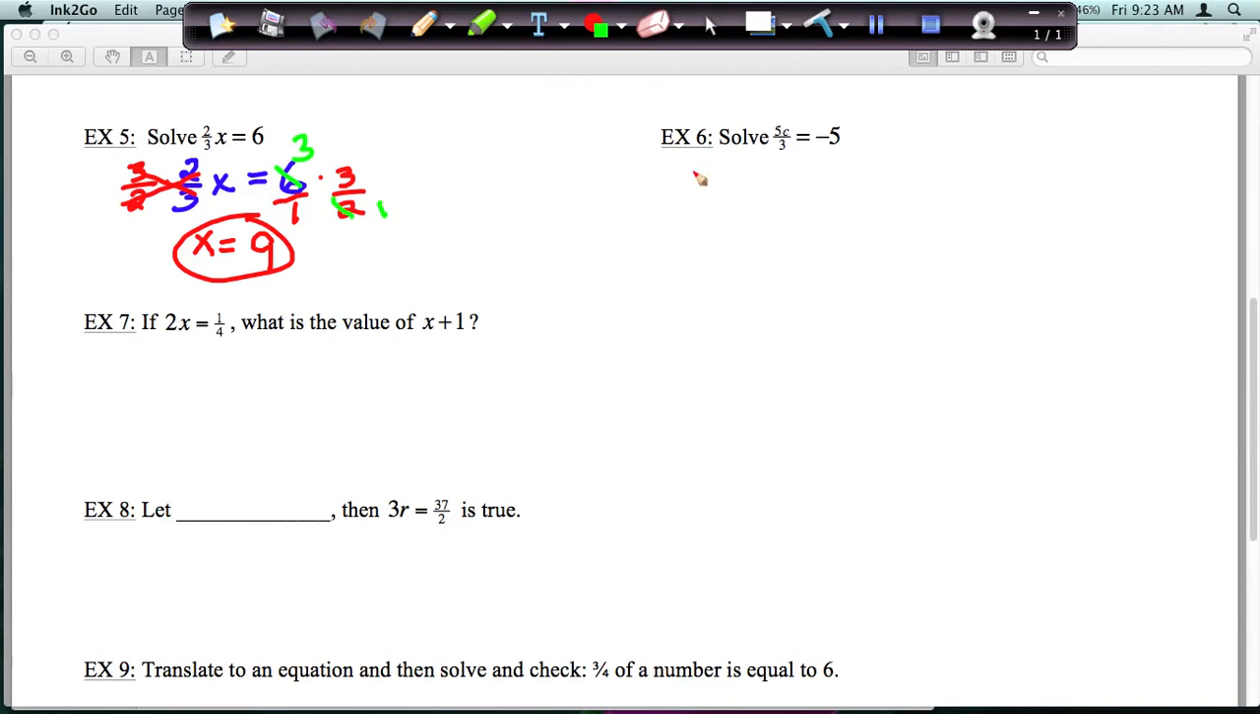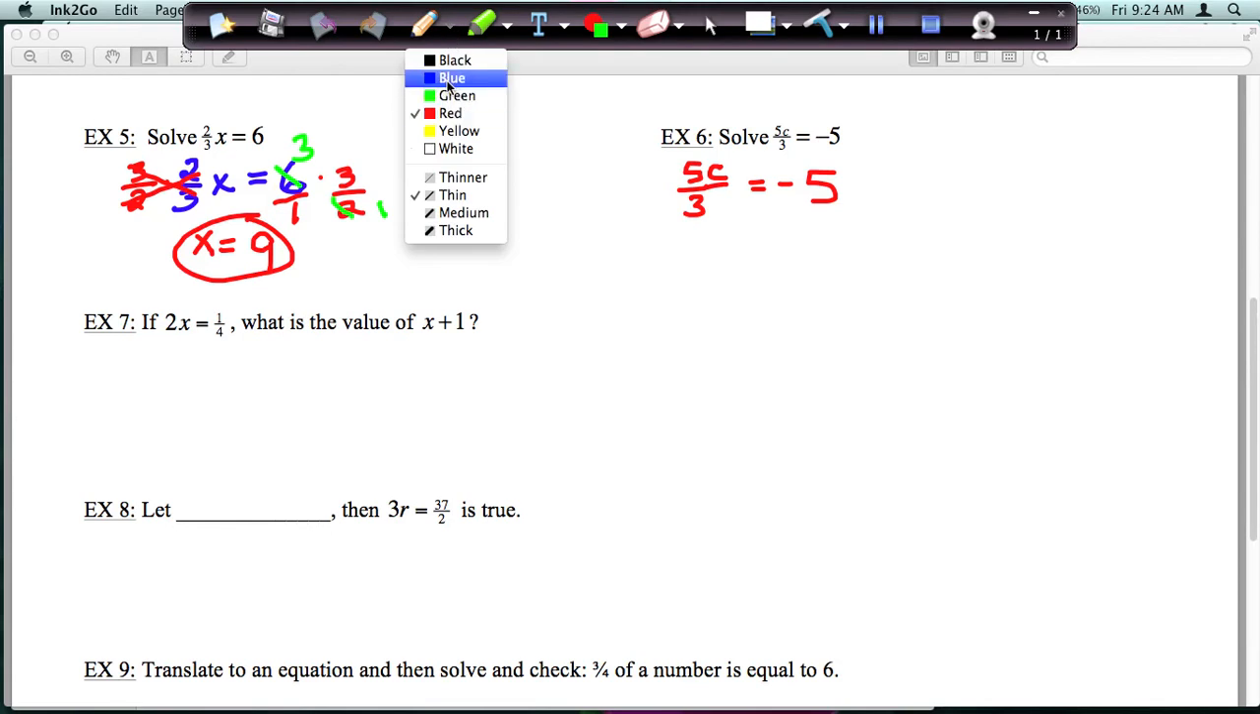Okay, to solve example 6, you have 5/3 c, and the c is in the numerator here, but it would be the exact same thing if the c was just written next to the fractions. It's just two different ways to write the same thing. So I want to get rid of this 5/3, so I'm going to multiply by the reciprocal, which is 3/5. So you should have multiplied both sides by 3/5.